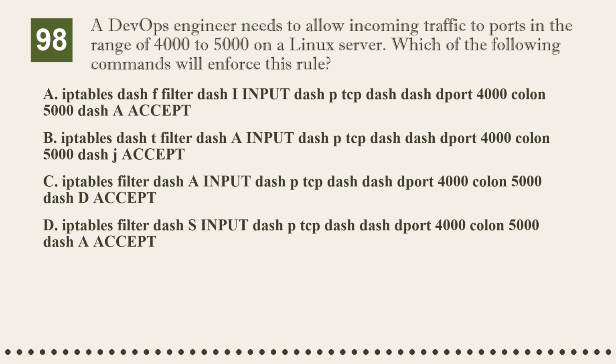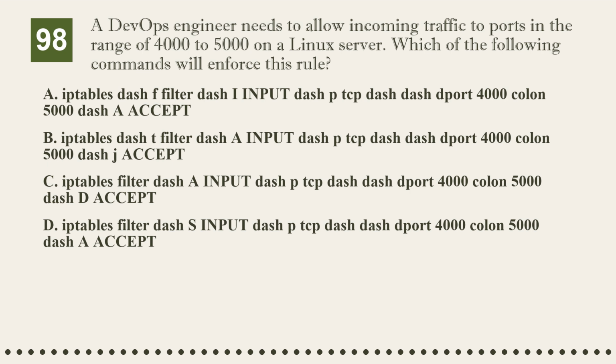Question 98. A DevOps engineer needs to allow incoming traffic to ports in the range of 4,000 to 5,000 on a Linux server. Which of the following commands will enforce this rule? Option A. iptables -F filter -I input -p tcp --dport 4000:5000 -A accept.